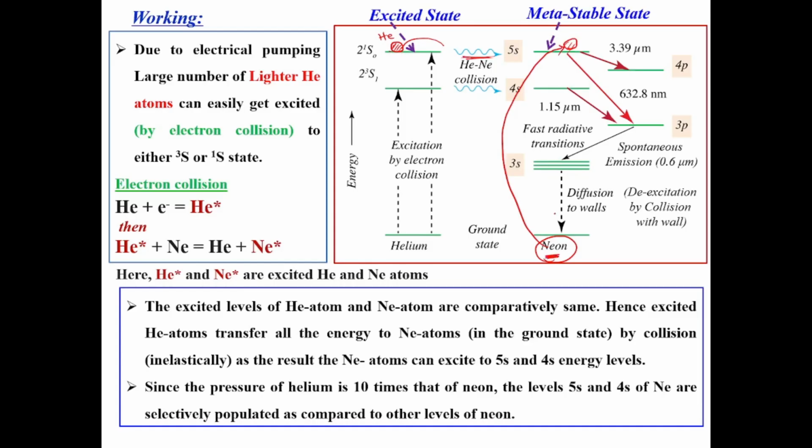Right, the same thing has been written. Electron collision: due to electron collision, the helium atom collides with electrons. That means due to the discharge method, electrons collide with helium, and helium is excited.